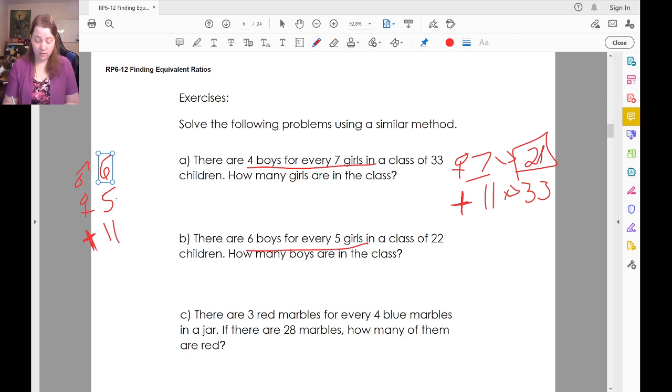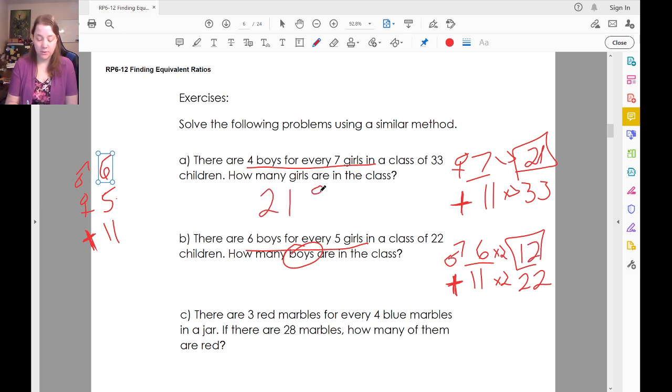Well, I know I'm trying to figure out how many boys are there. So I want to take the information about the boys, and there were 6, including the information with the total people, which is 11. 6 boys when there are 11 people. So what happens if there's 22 people? How many boys will there be? Well, 11 times 2 is 22. 6 times 2 is 12. So there were 21 girls up here. There are 12 boys here.